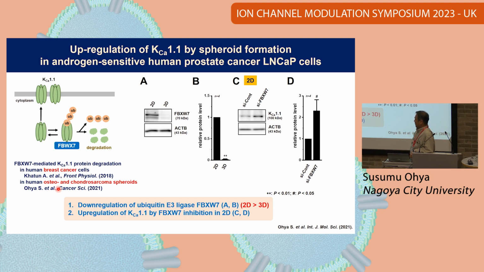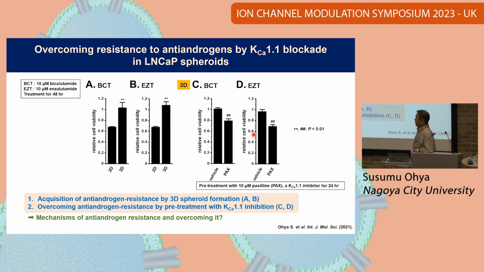In our recent study, FBXW7, a ubiquitin E3 ligase, is related to the protein degradation of KCa1.1 in breast cancer cells and osteosarcomas. In these LNCaP spheroids, FBXW7 expression is markedly decreased by the 3D spheroid formation, and siRNA-mediated inhibition of FBXW7 increased the KCa1.1 protein levels. These LNCaP spheroids acquire resistance to anti-androgens, bicalutamide and enzalutamide, and pretreatment with paxilline, a KCa1.1 inhibitor, overcame the resistance to anti-androgens.